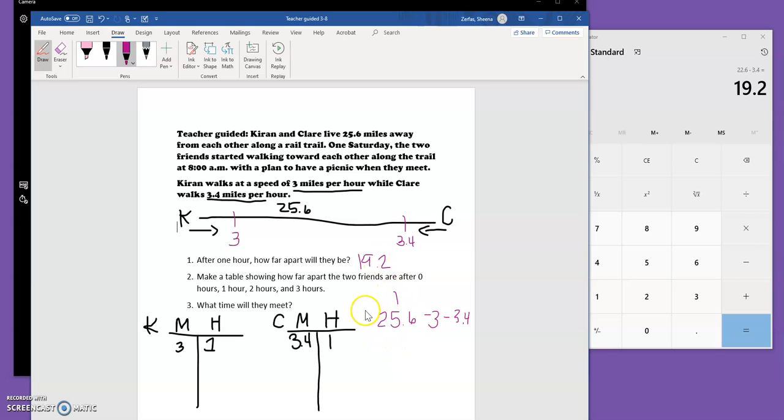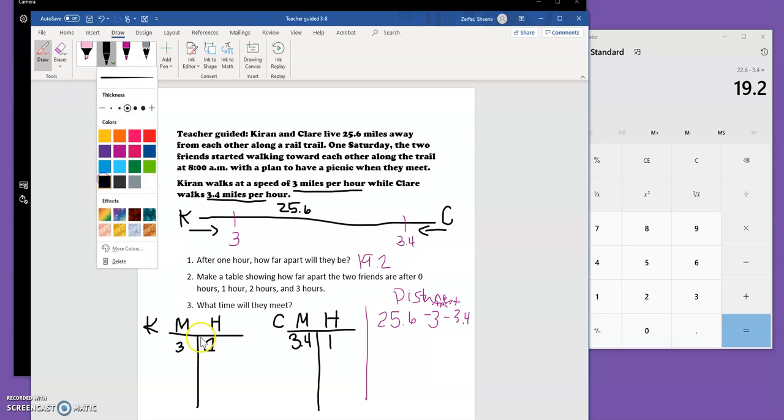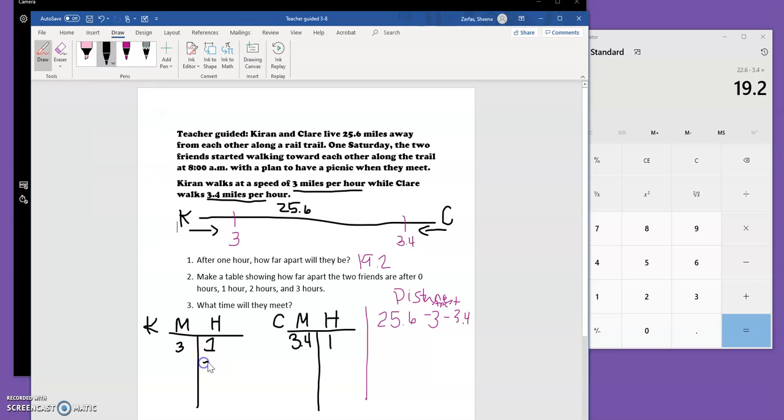I'll label this, so based on these two tables, this last part over here is distance apart. Sorry to squish that in there. Okay, and so now part 2 is to continue this for 2 and 3 hours. So in our table, 2 and 3 hours.